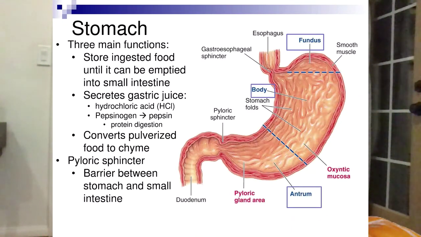All right, so once the food gets into the stomach, we can store the ingested food there until it can be emptied into the small intestines. But while we're storing it there, we work on the digestion. So we'll have gastric juice secreted into the body. The stomach is a large container, a cavity, and it produces hydrochloric acid inside of there. And hydrochloric acid has a couple of functions.